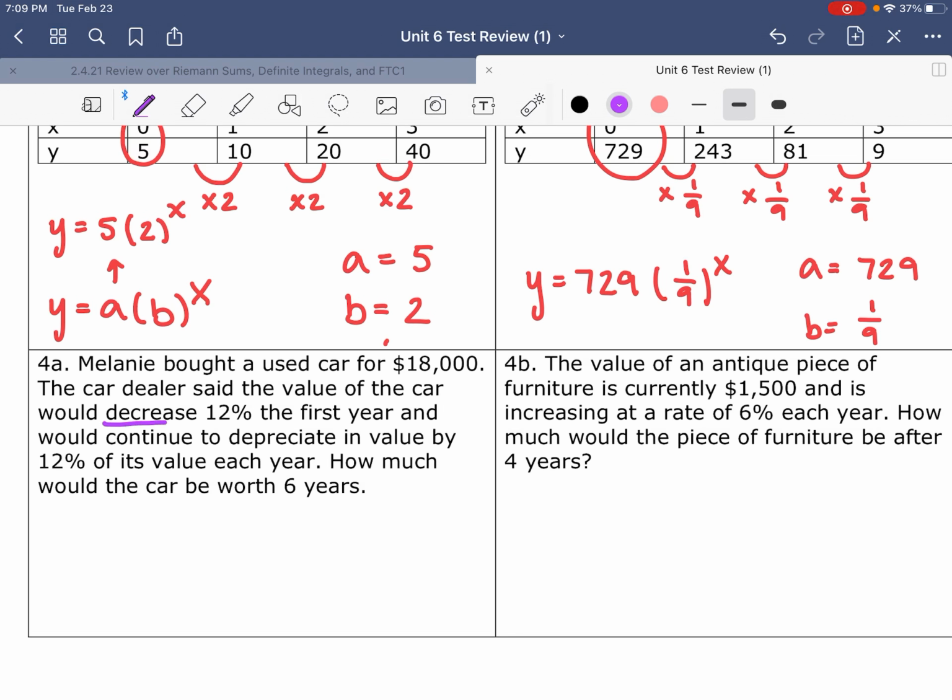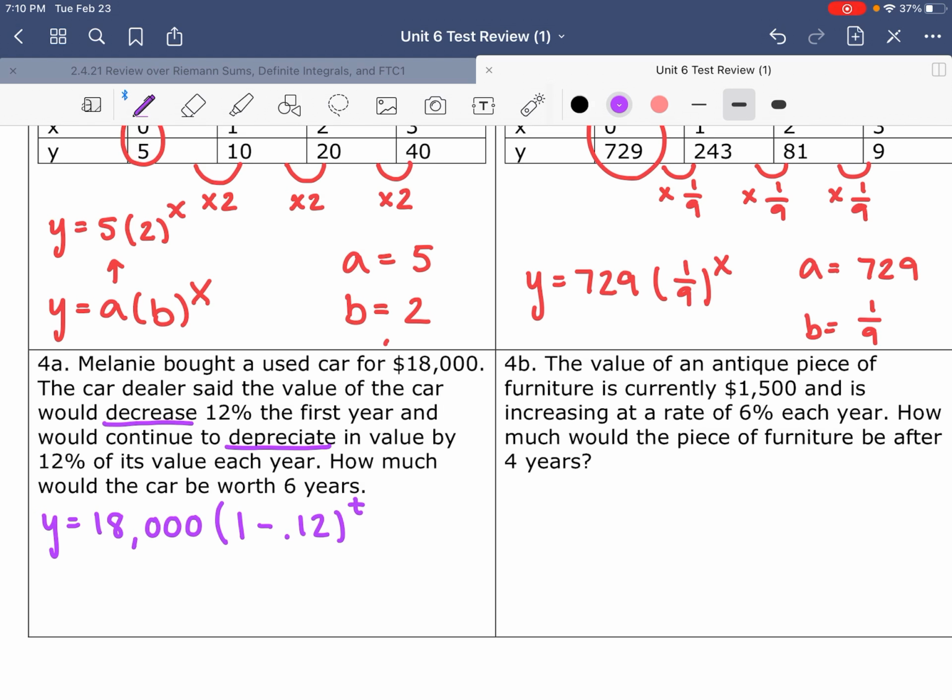So this one, it says decrease and depreciate. Both of those tell us it's going to be decay. So first off, we need our initial amount, and this car is going to be starting at $18,000, so that is our initial amount. Then in parentheses, we have a percent, so we're going to do 1. And since it's decay, it's going to be minus this time. 12% as a decimal is 0.12, and that's going to all be to the power of t.